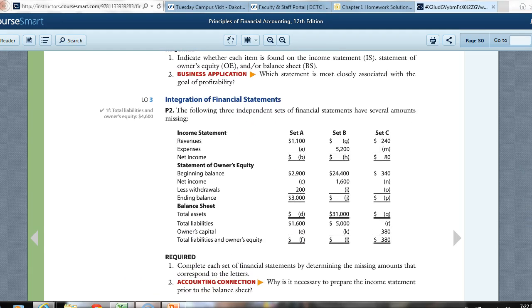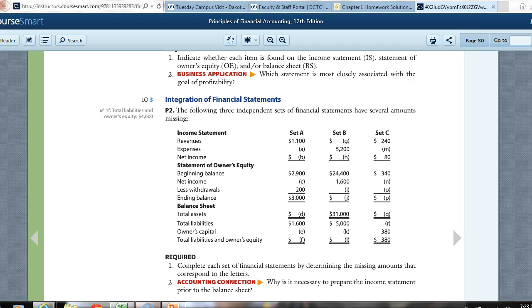Now, we're going to take a look at P2. P2 is really about helping us understand how the various financial statements are related to one another. Okay? So, one thing we know is in the income statement, our revenues minus our expenses give us what? Net income. But that net income figure ultimately flows over to the statement of owner's equity, doesn't it?